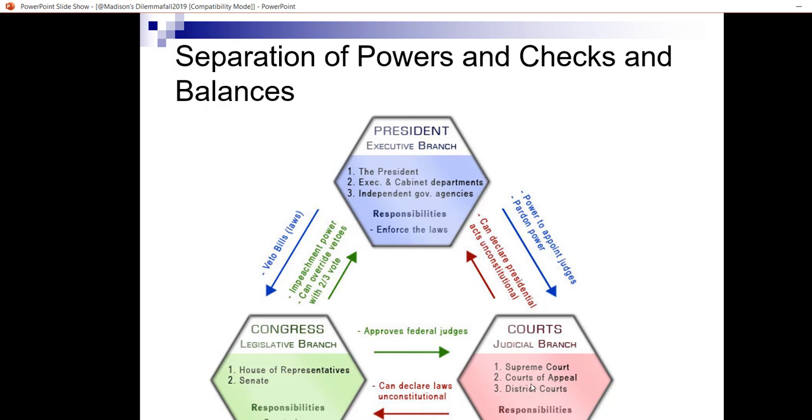So the courts can declare laws unconstitutional. Congress has to approve the nomination of federal judges, so they have a check on the judiciary, et cetera. Separation of powers and checks and balances. I assigned for you to watch a kind of funny but also educational video about separation of powers and checks and balances as well. And there's a discussion about this in your textbook too.